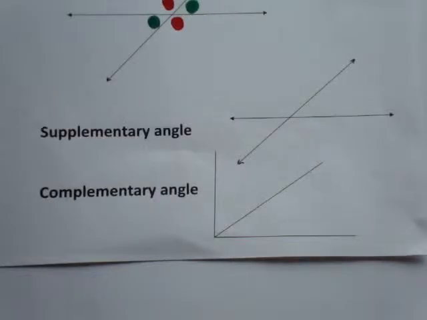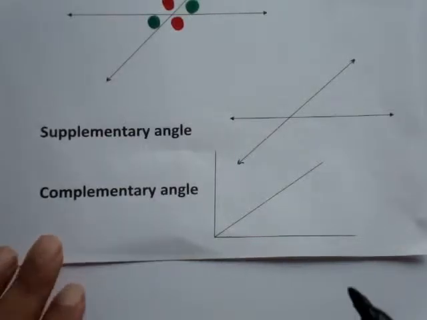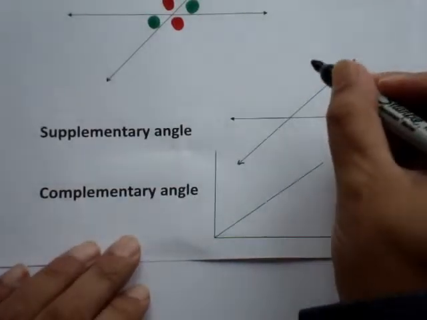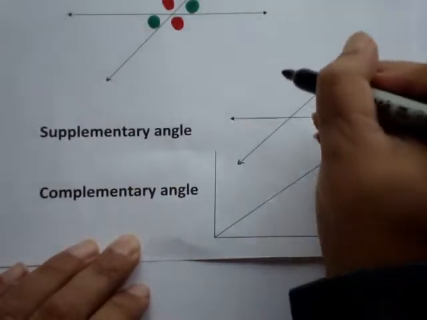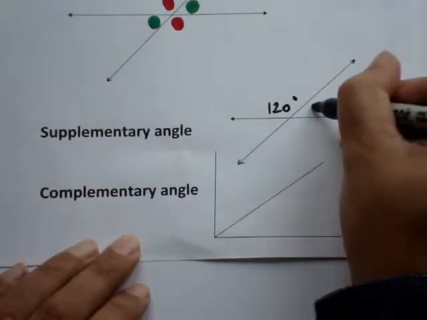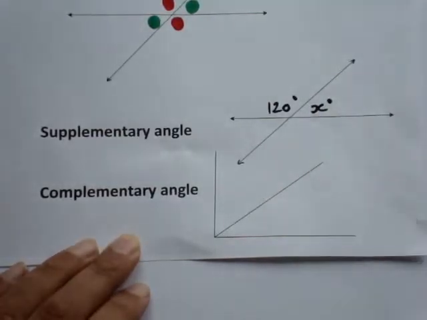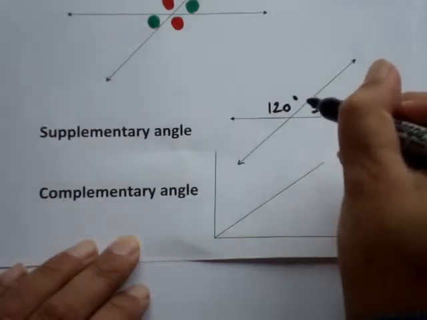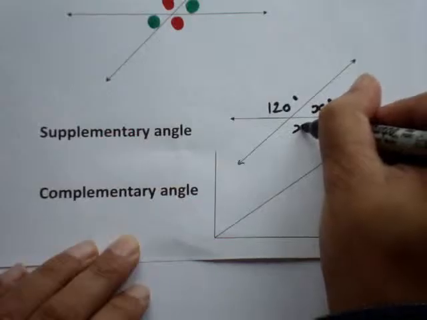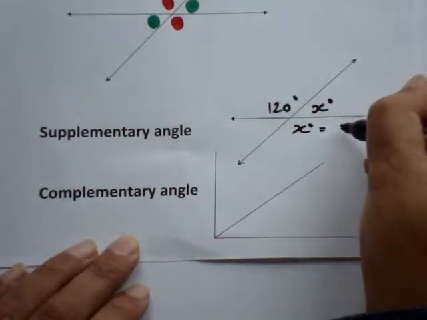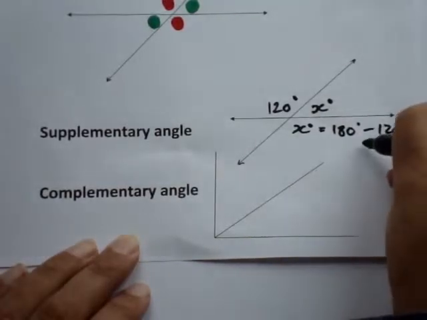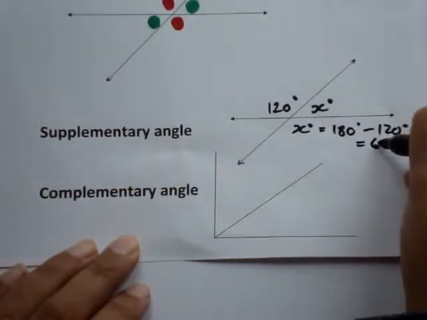Now let's have a look at supplementary angles. What do we mean by supplementary angles? So a supplementary angle, if we have this as 120 degrees, and this is the supplementary angle X. So supplementary angles add up to 180 degrees. So X is 180 minus 120, which is 60 degrees.